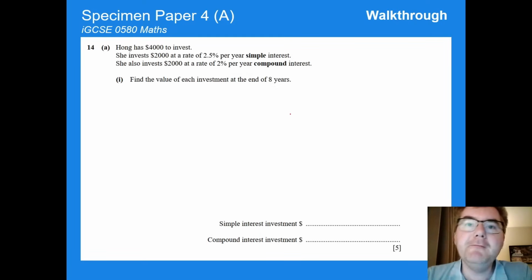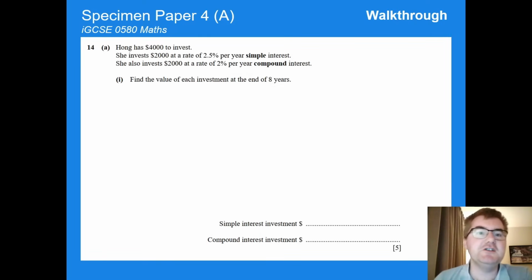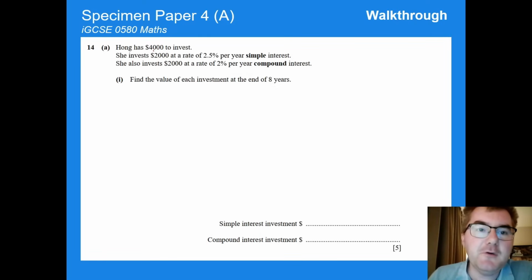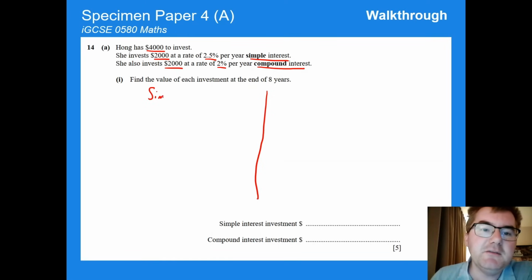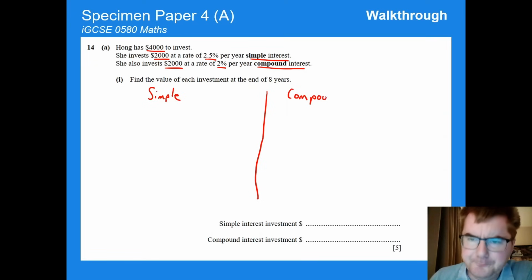Okay, on to question 14 here, a nice big percentages question. Hong here has $4,000 to invest and splits it up into 2 different investments. So we have $2,000 at 2.5% per year simple interest, and then we have $2,000 at a rate of 2% compound interest. We want to find the value of each of them after 8 years. So I'm going to split this into 2. We'll do simple over here, and we'll do compound over here. So let's do simple first.